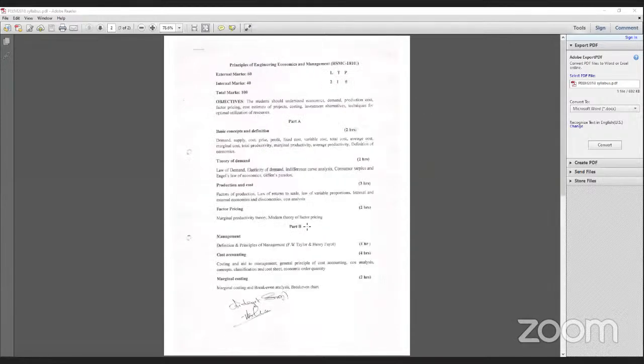Then is the second part. Second part is of management. In B part, first is the management, that is the management definition and principles. Any management, without principles it will not work. And different principles are given.